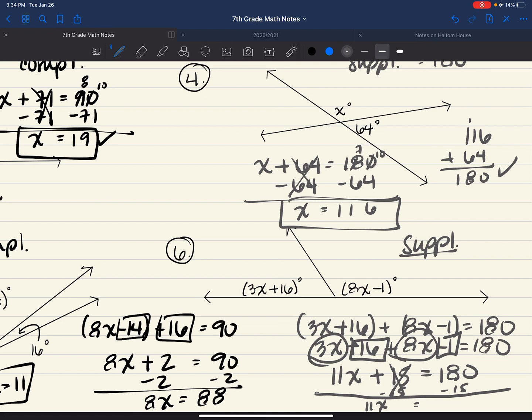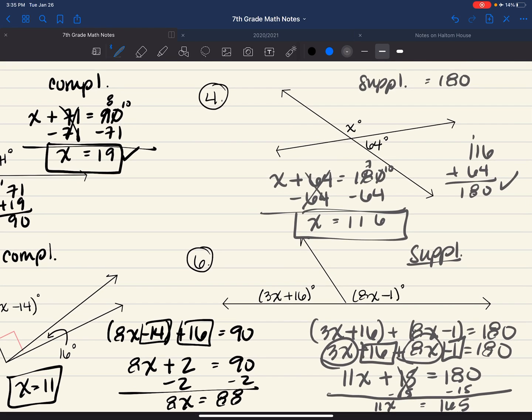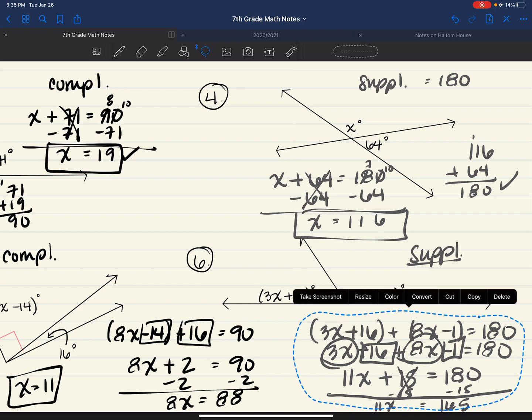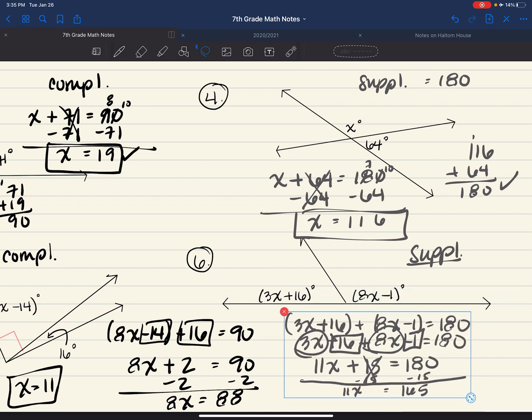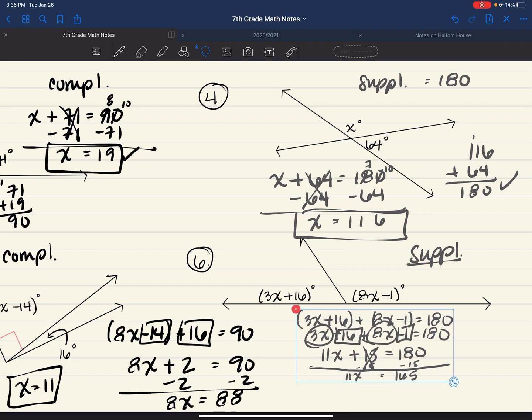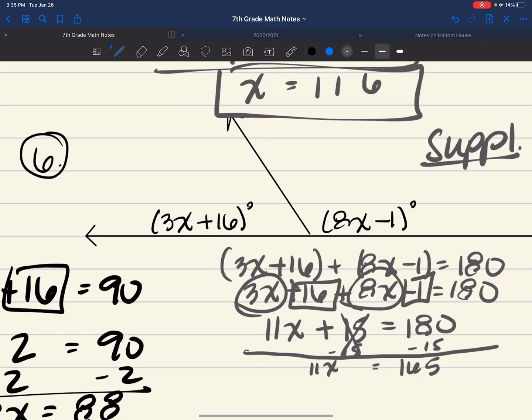So 180 minus 15, I know 180 minus 5 is 175, and then 175 minus 10 is 165. And then 165 divided by 11 is our final step. But as you guys can see, I am fully out of room. So here, let's do a fancy trick with my iPad where I just make this smaller. There we go. Okay. Let's see if we can zoom in anymore.